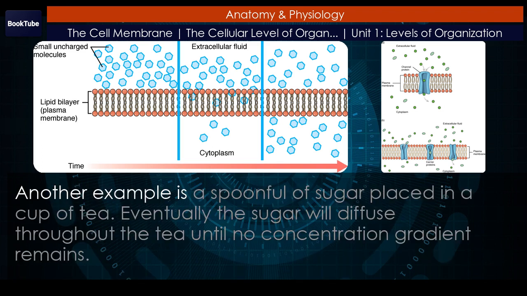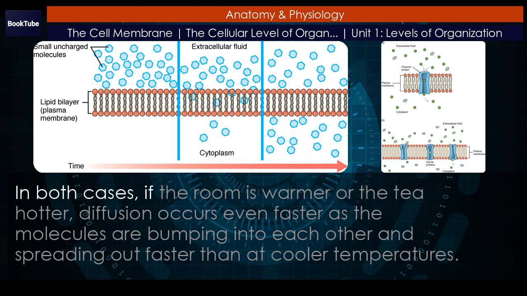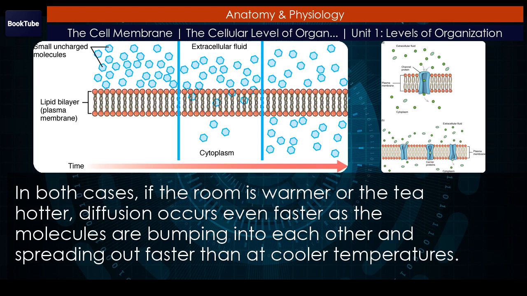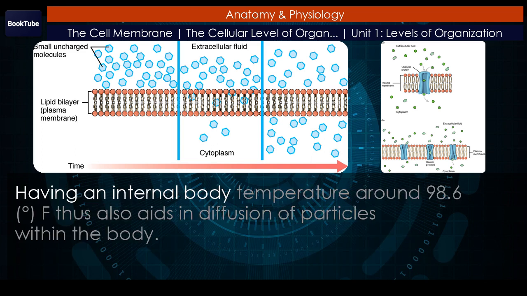Another example is a spoonful of sugar placed in a cup of tea. Eventually the sugar will diffuse throughout the tea until no concentration gradient remains. In both cases, if the room is warmer or the tea hotter, diffusion occurs even faster as the molecules are bumping into each other and spreading out faster than at cooler temperatures. Having an internal body temperature around 98.6 degrees F thus also aids in diffusion of particles within the body.